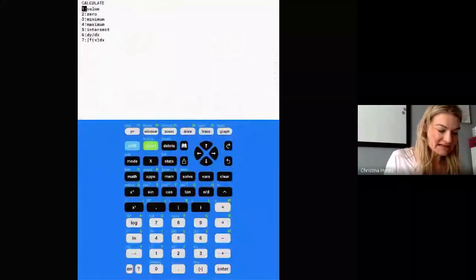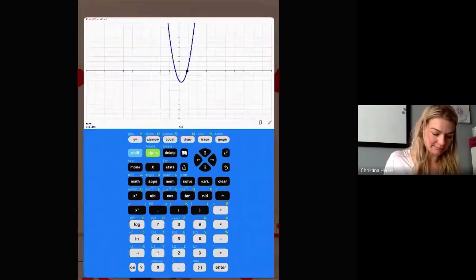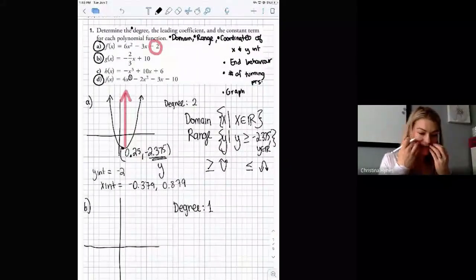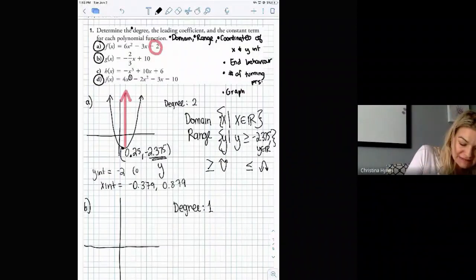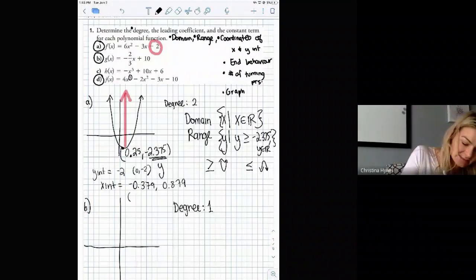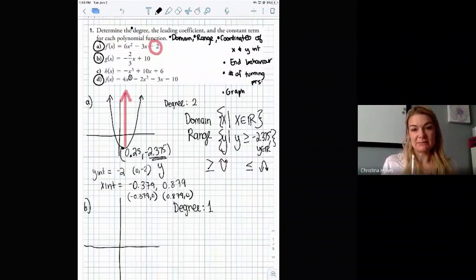So I'll go second trace again, number 2, left bound, enter, right bound, enter, and enter again, 0.879. Okay, so those are my two x-intercepts that they want. They do want the coordinates. So when it comes to coordinates, you need to write 0, -2 for your y-intercept. And for your x-intercepts, you need to put the x first, comma 0, and then the other one as well, 0.879, comma 0. So to get full marks, you need to write them as coordinates.